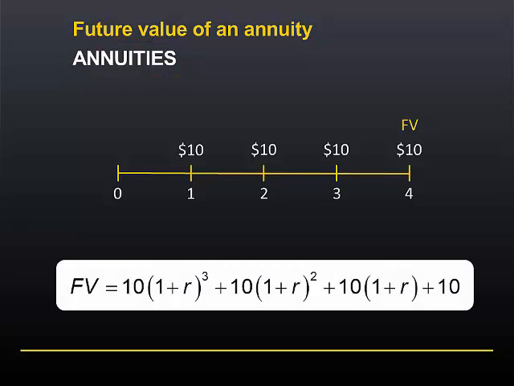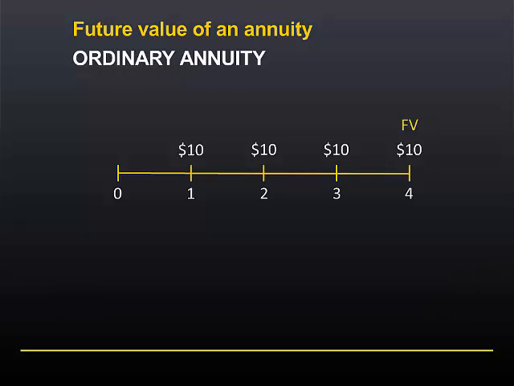We could still calculate the future value of this annuity by compounding each cash flow separately. So the first cash flow is compounded for 3 periods, the second for 2 periods, the third for 1 period, and the last one doesn't need to be compounded at all. However, we have a shortcut that will allow us to calculate the future value of an annuity no matter how many cash flows there are.